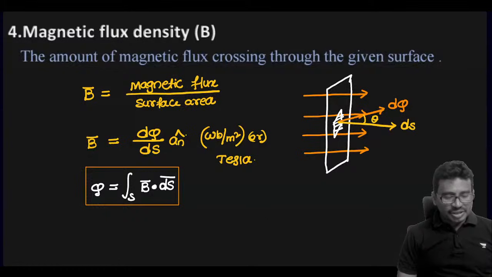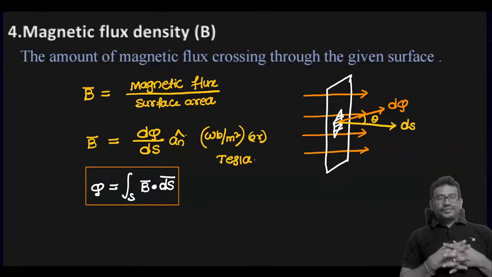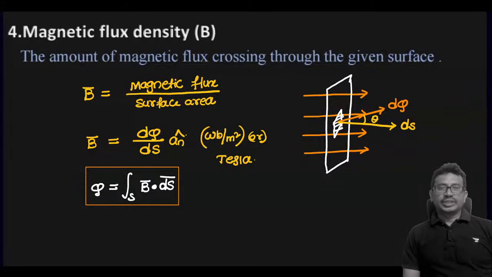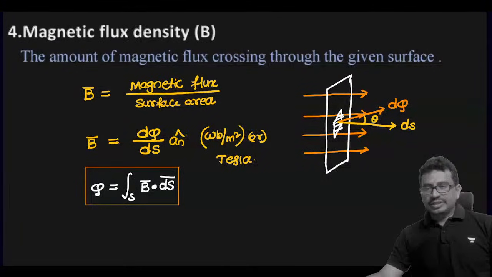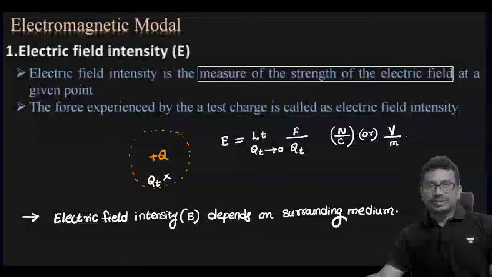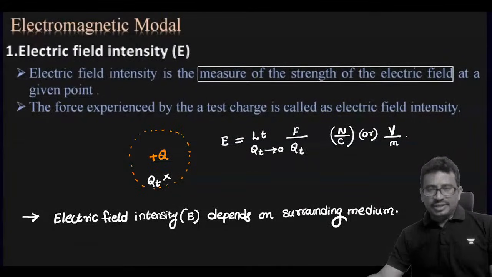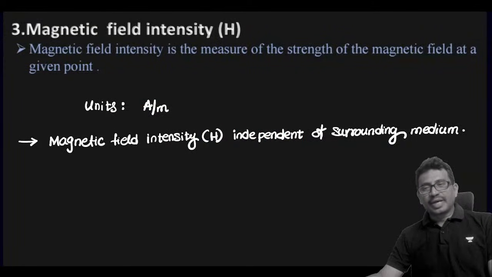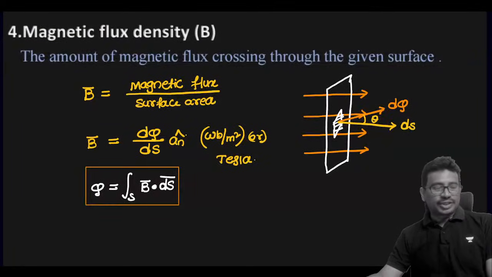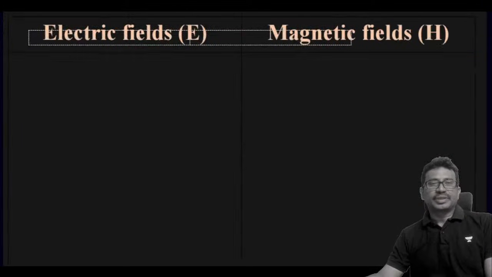So in this chapter, these are the four terms we use: E, D, H, B. The entire discussion will happen with these terms only: electric field intensity, electric flux density, magnetic field intensity, and magnetic flux density. These are the four terms we use in the entire chapter.